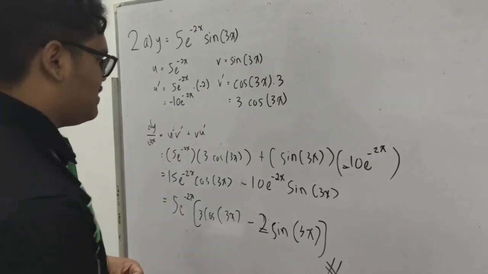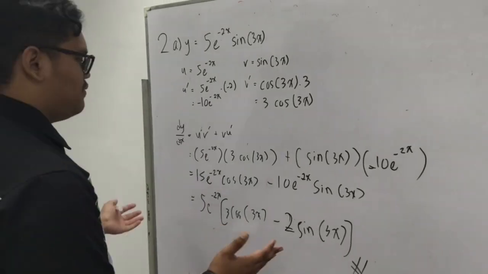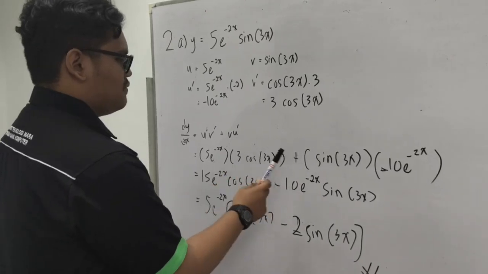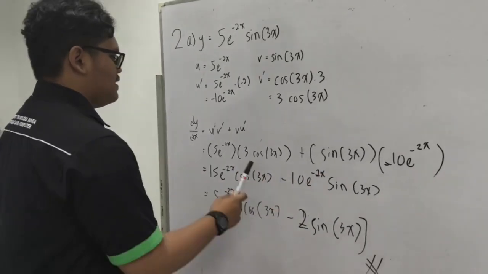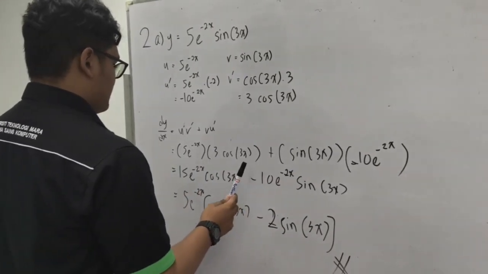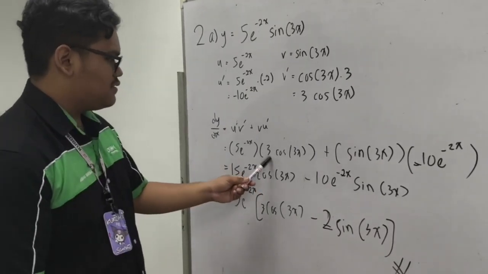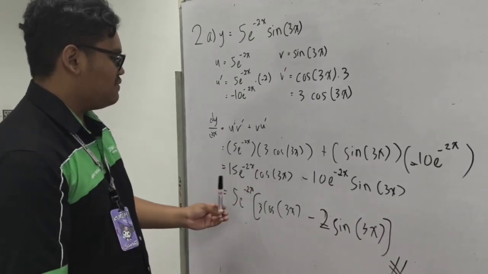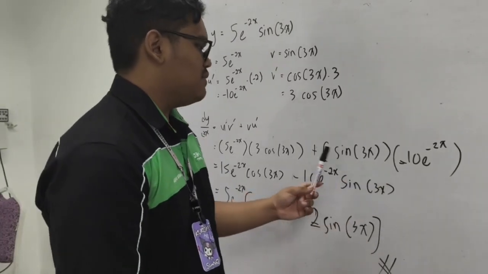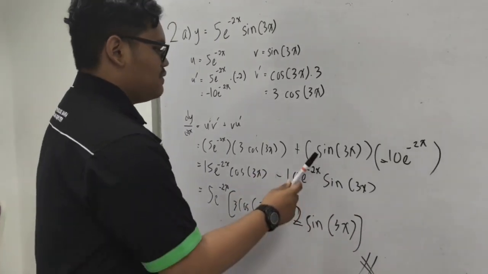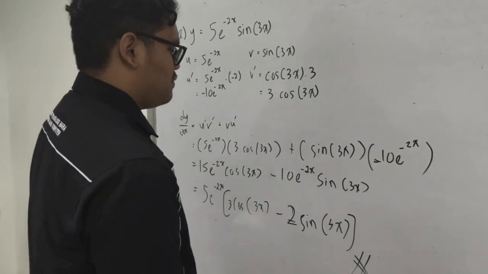So we have 5 e to the power of negative 2x multiplied with 3 cos 3x plus sin 3x multiplied with negative 10 e to the power of negative 2x. After we have the form, we must multiply it with the numbers given. So 3 multiplied with 5, we get 15, and negative 10, this is actually 1 but we ignore it, so we get negative 10 e to the power of negative 2x.